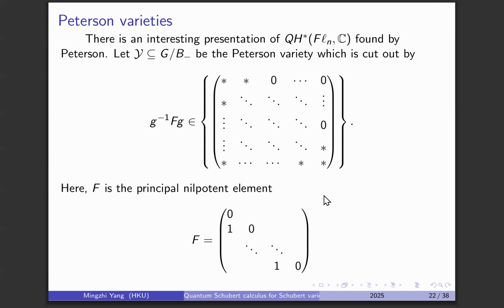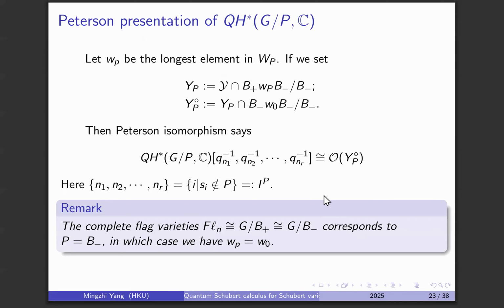So it vanishes in some entries. And then we consider the intersection of the Peterson variety with an opposite Bruhat cell associated to a parabolic P, denoted by Y_P. And then we consider an open part of Y_P by intersecting the biggest Schubert cell, and we get Y_P circ.